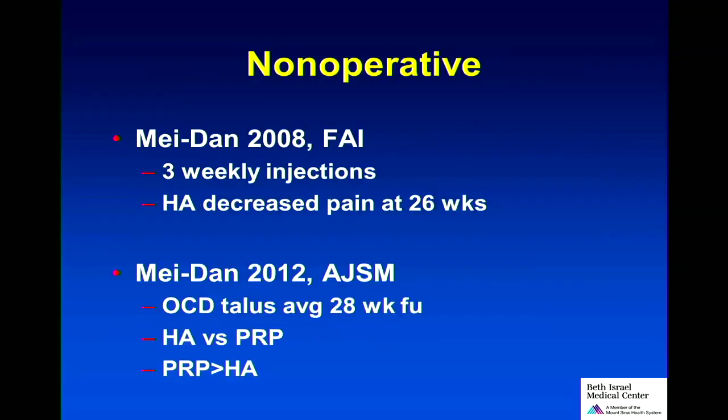So the two studies really specific for the osteochondral lesions of the talus were both done by May Dan. He looked at three weekly injections of the hyaluronic acid and showed at an endpoint of 26 weeks that these patients had less pain. He found most of the result really was within the first 4 to 12 weeks. He then looked at hyaluronic acid versus PRP in a similar endpoint with improvement of PRP compared to the hyaluronic acid. So the follow-up is limited, but does show some decent results.